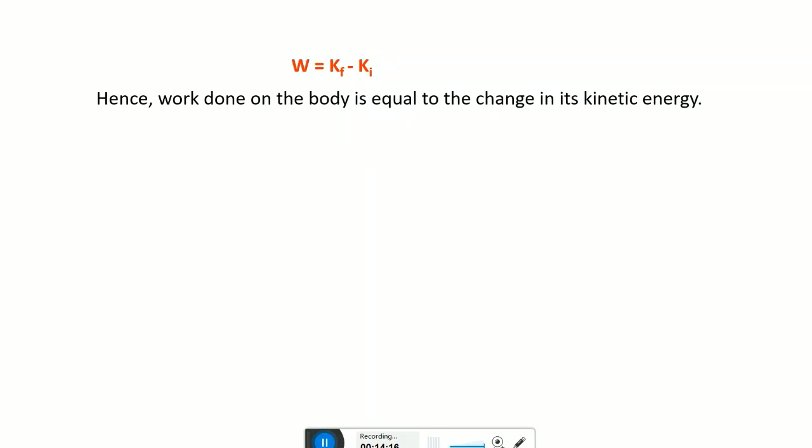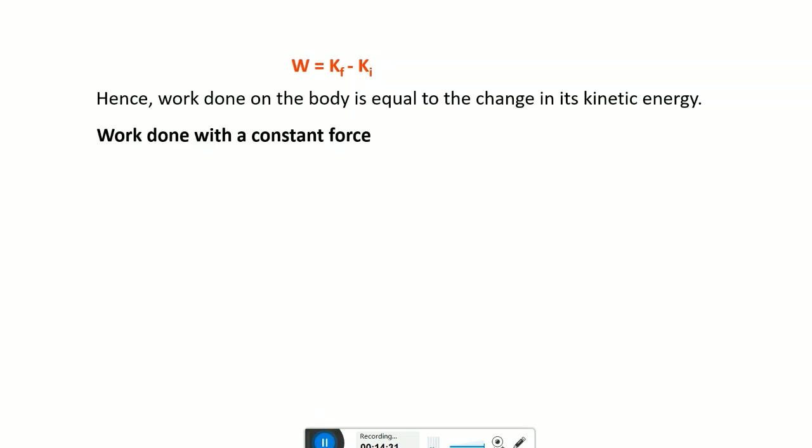That is equal to Kf minus Ki, where Kf is equal to 1/2 m v square and Ki is equal to 1/2 m u square. Hence, work done on the body is equal to the change in its kinetic energy. So this is about work energy theorem.